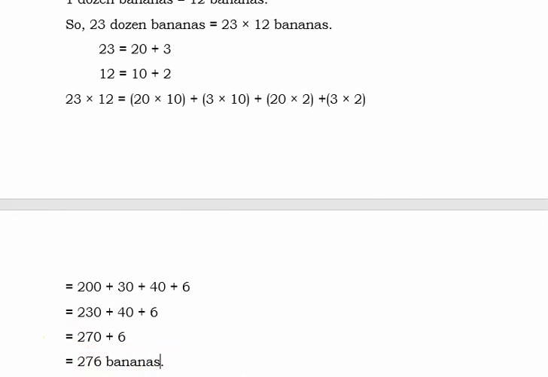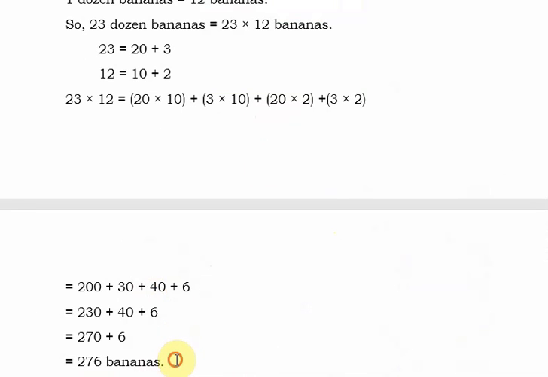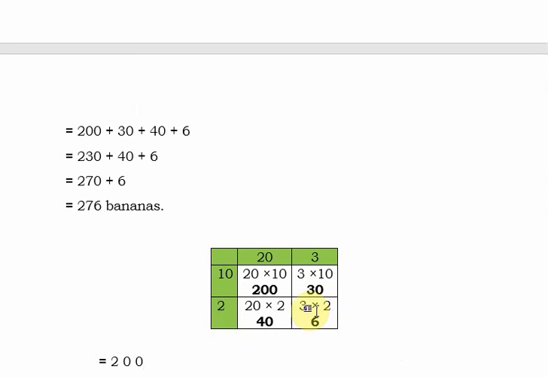Okay, this is also correct. Here what Bharati gave is also right. Here also she got the answer 276. We also got the answer 276 bananas. Both the ways are correct. You can choose your own method, either this one or the box method. This method also is correct.